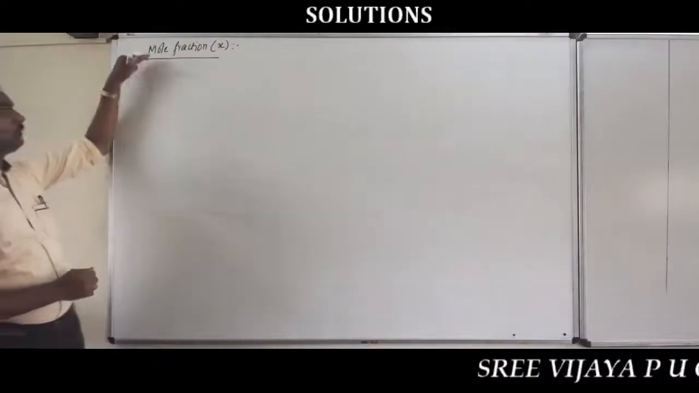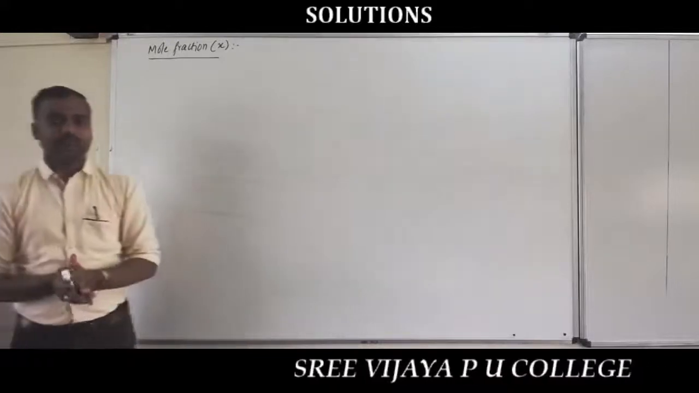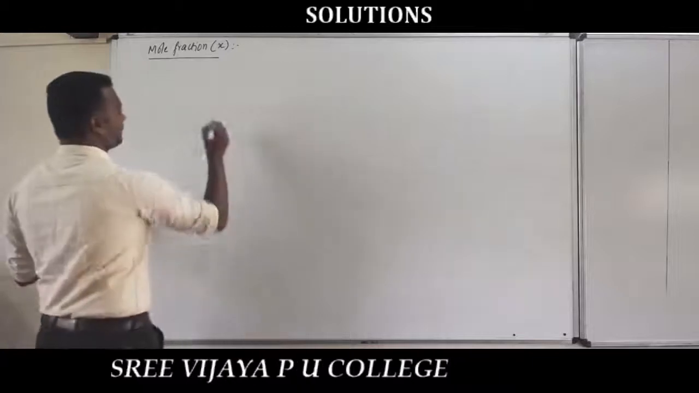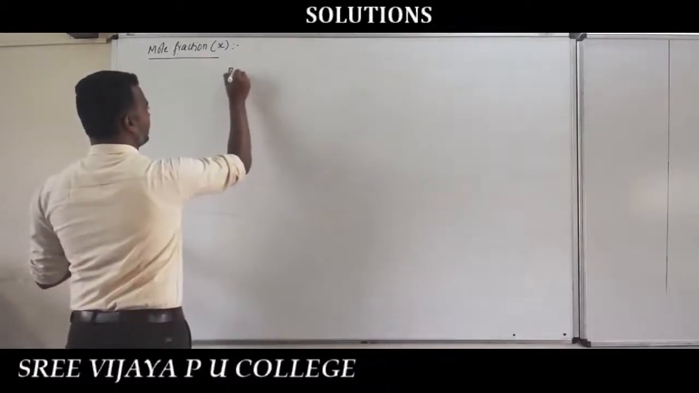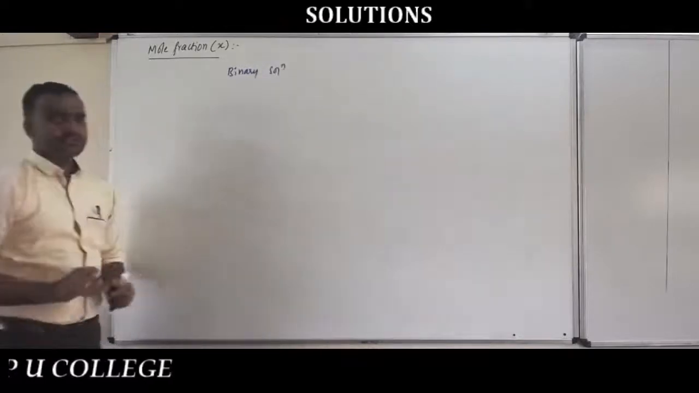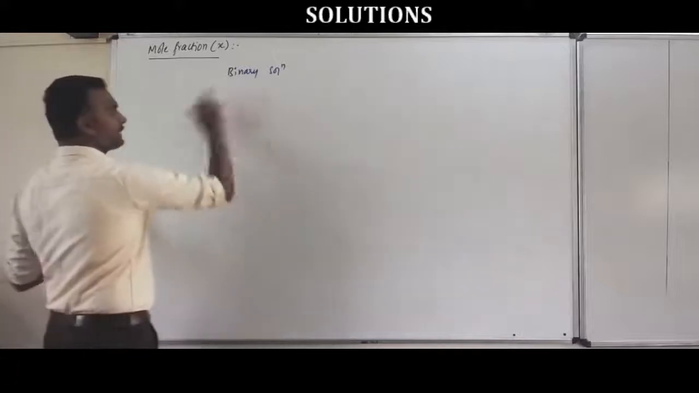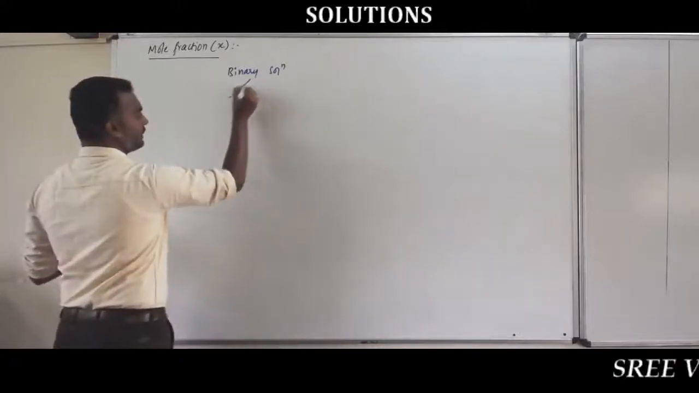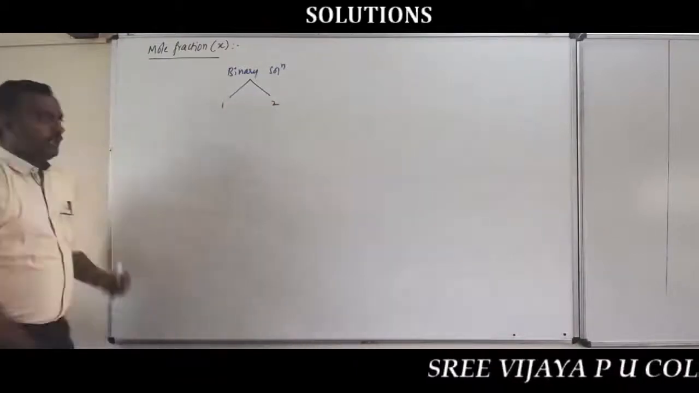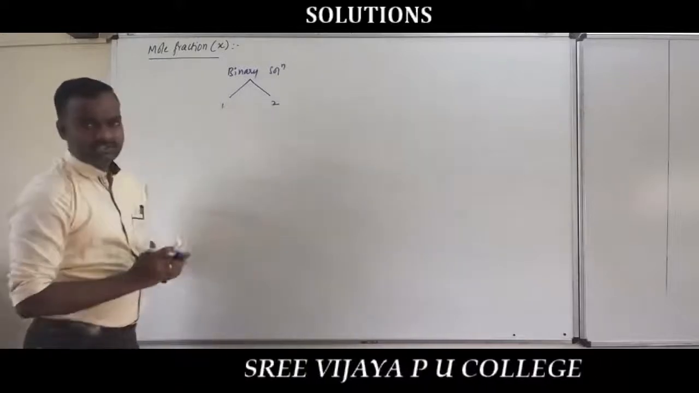By the name mole fraction, fraction means we have to divide. What should we divide? Let me take an example. Let us take a binary solution. We know that a binary solution consists of how many components? 2 components. So in the binary solution, let us take component 1 and component 2. Say component 1 is the solvent and component 2 is the solute.